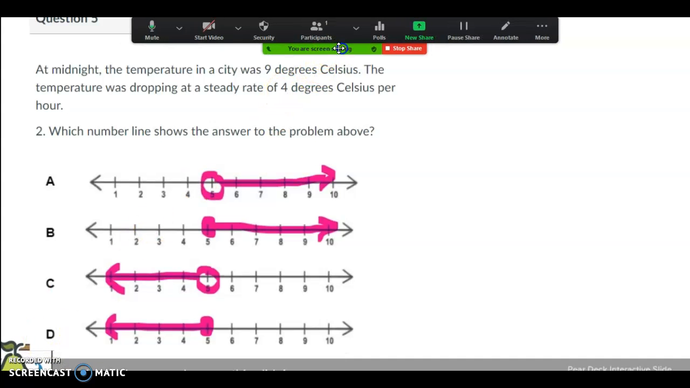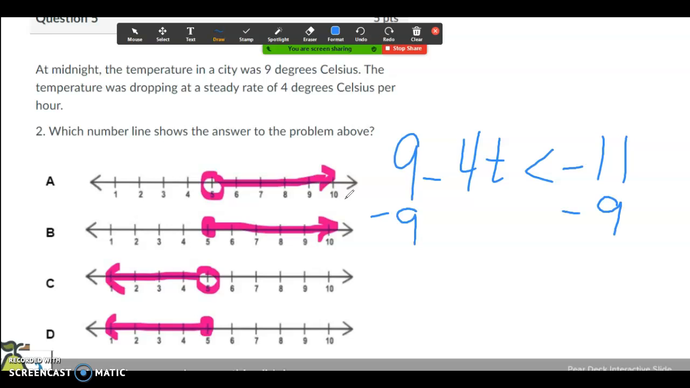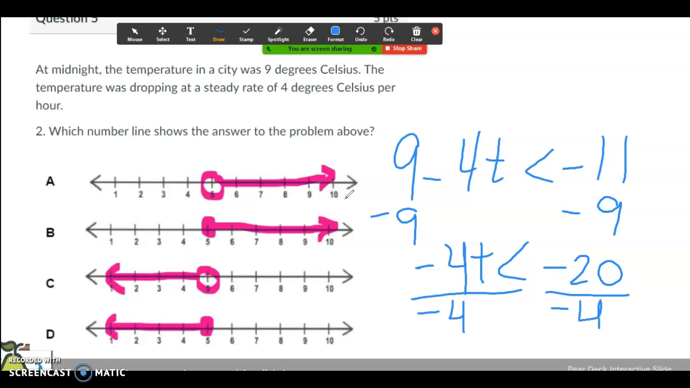Okay, now we are going to match the inequality to its correct graph. So we had 9 minus 4t is less than negative 11. I'm going to move my constant, subtract 9 from each side. Negative 11 minus 9 is negative 20. Same sign, add and keep the sign. So now I have negative 4 times the amount of hours is less than negative 20. Well, I'm going to do the inverse operation. I'm going to divide, and I'm going to end up with t is greater than 5.